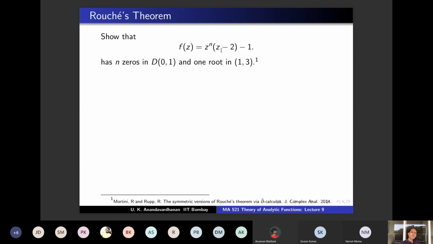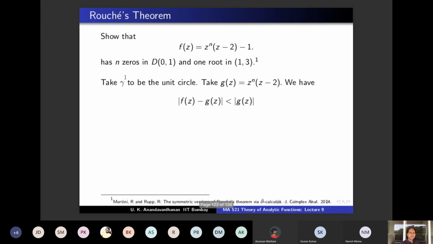And all the others, so this will have n plus 1 zeros, right? And n plus 1 roots, and one root is strictly bigger than 1, and all the other roots are strictly less than 1. Okay, so you have to show that this has n zeros. So you can apply Rouché's theorem, take gamma to be the unit circle, and take g of z to be z power n times z minus 2, so that f minus g is minus 1. So mod f of z minus g of z is 1.